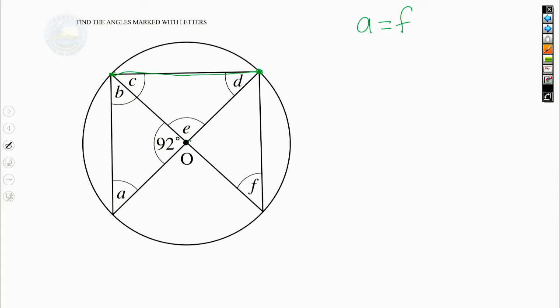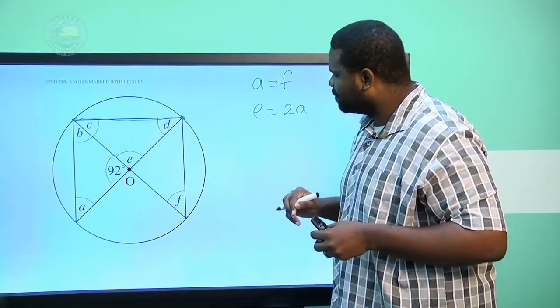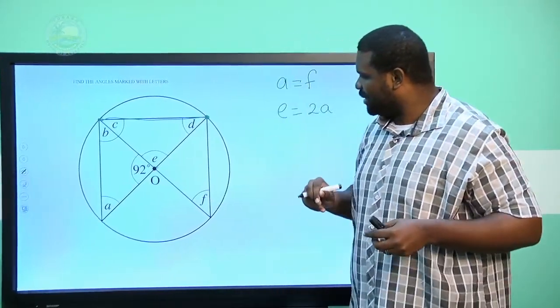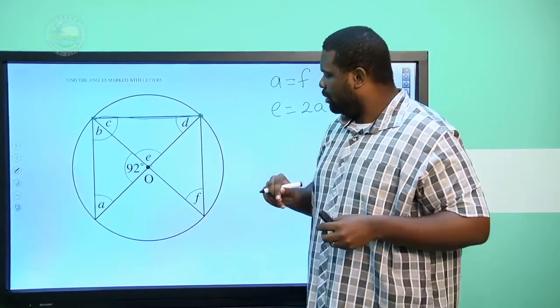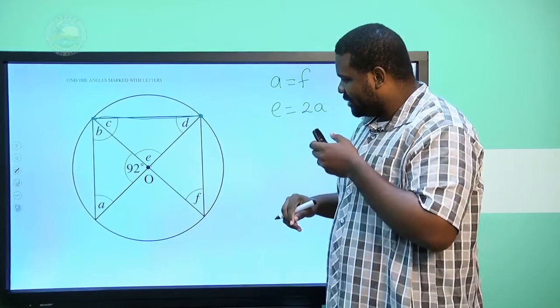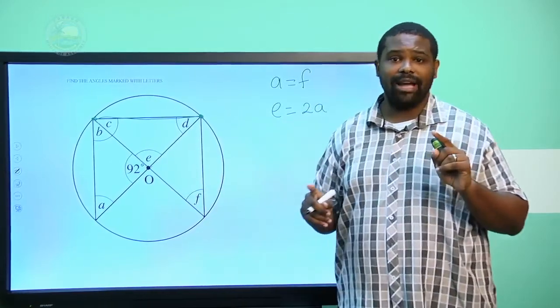So we don't know what the values are yet, but we do know that whatever E is going to be, double whatever A is, or double whatever F is. You could choose. Now let's continue. Well, we know 92 degrees. Well, what do we know about this 92 degrees? There are multiple ways in which we could work this out. But let's just take one right now.